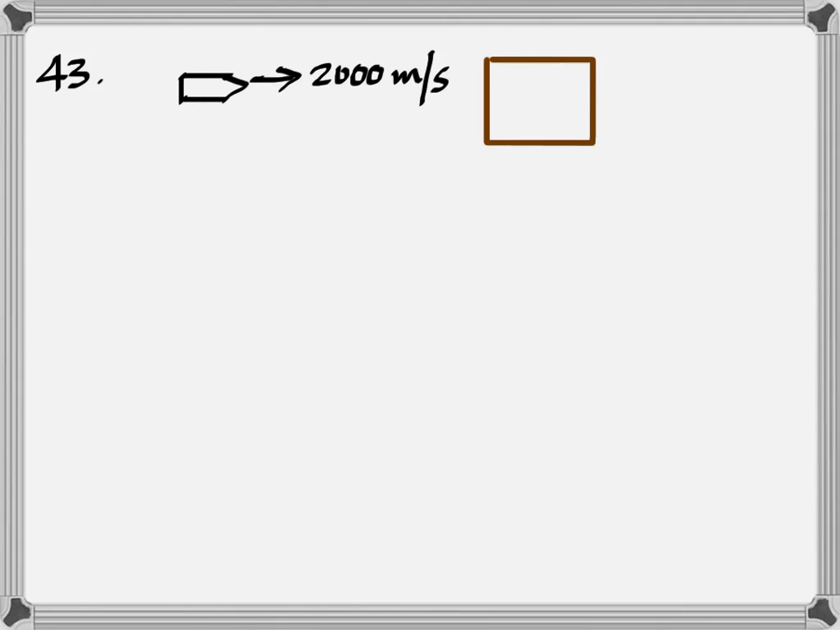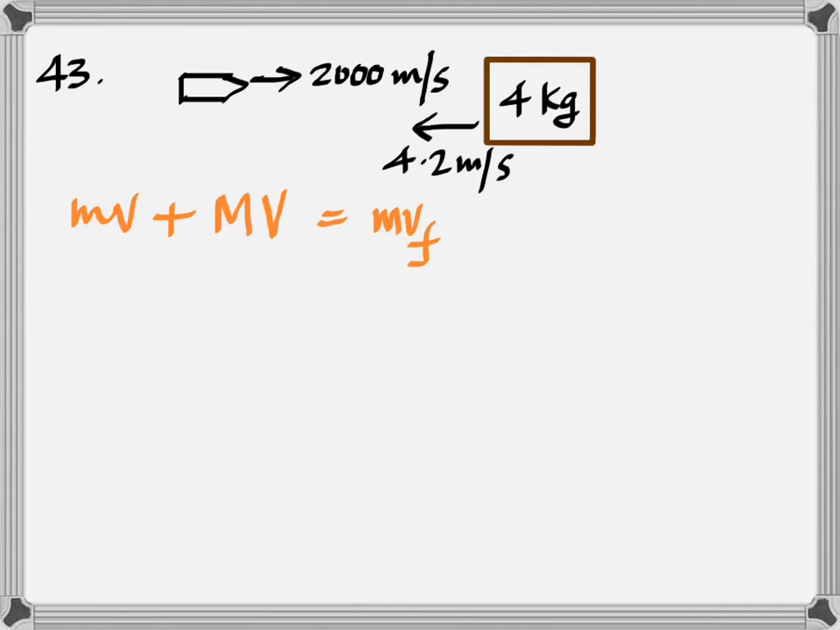Okay, this question has some differences. Number one, you see that the block is not at rest. It's moving in the opposite direction. Number two, after the collision, the block stops. And you're asked to find the kinetic energy of the bullet as it emerges from the block. Okay, so the bullet, 2,000 meters per second, because it's in kilometers. The block is moving at 4.2.